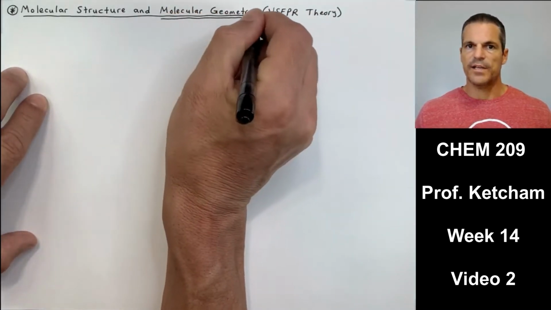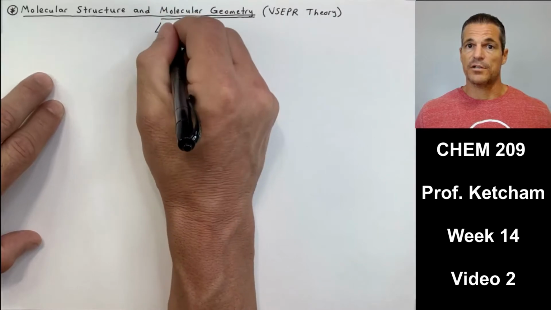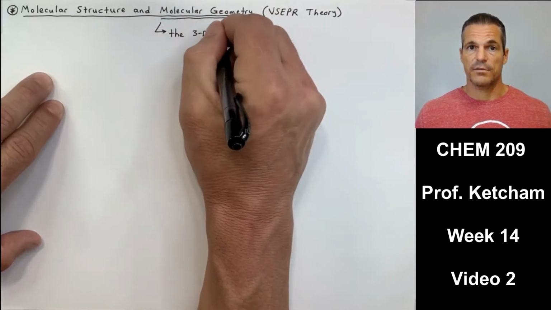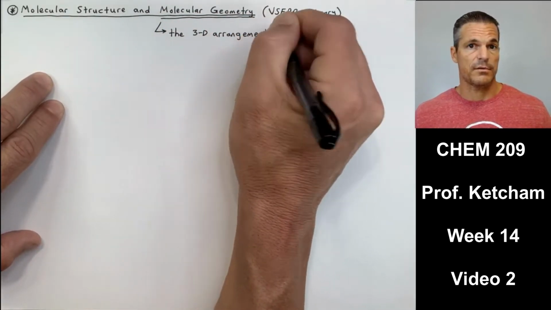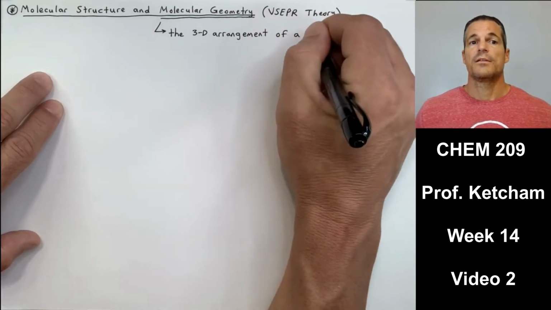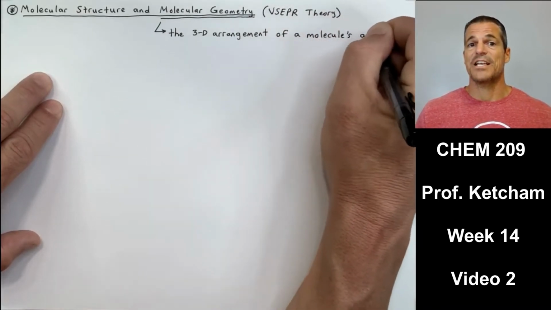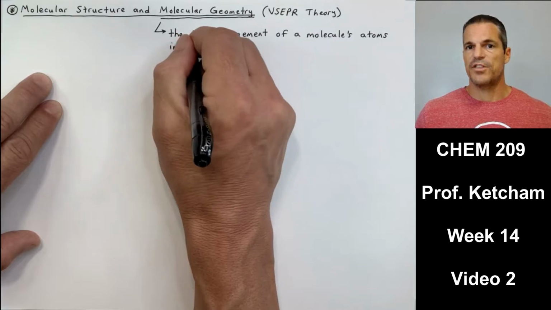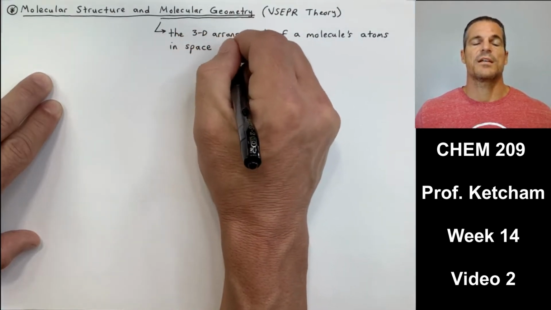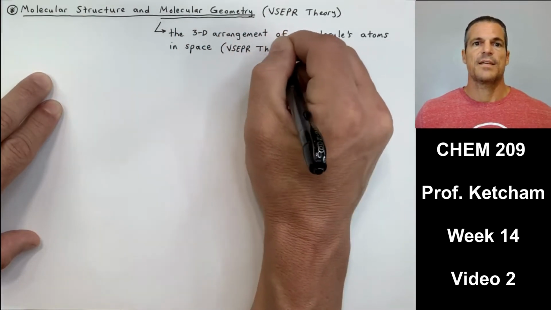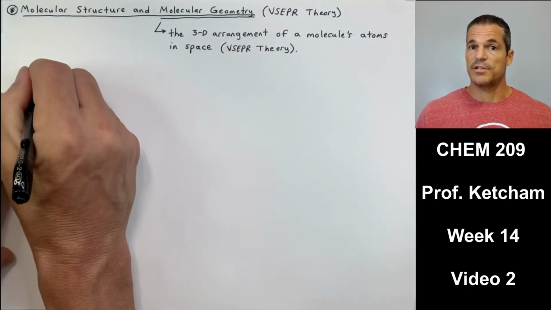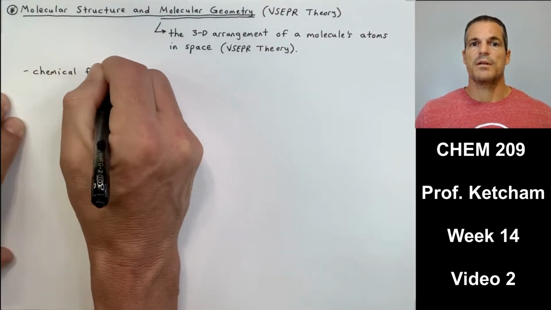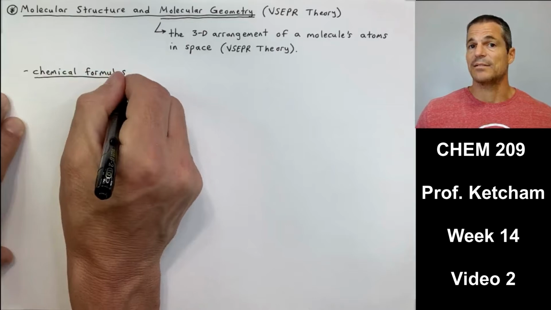You cannot do VSEPR theory until you have the Lewis structure finished and in front of you. Okay, that's why this is video number 2. You have to have the Lewis structure. So this is molecular structure and molecular geometry, VSEPR theory. I'll tell you what it stands for in a second. Molecular geometry is the 3D arrangement, 3 dimensions, of a molecule's atoms in space.